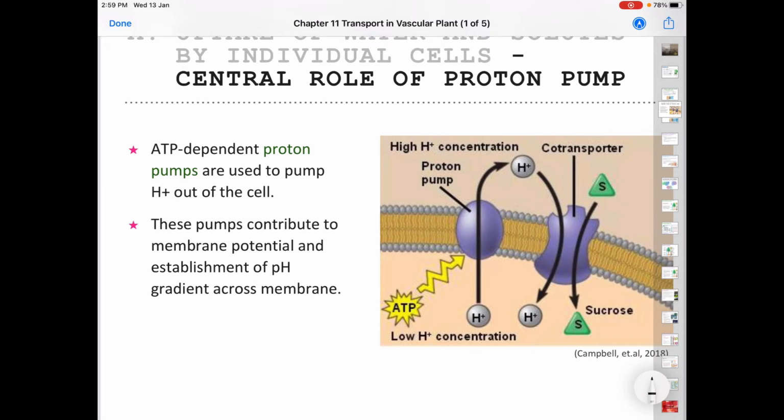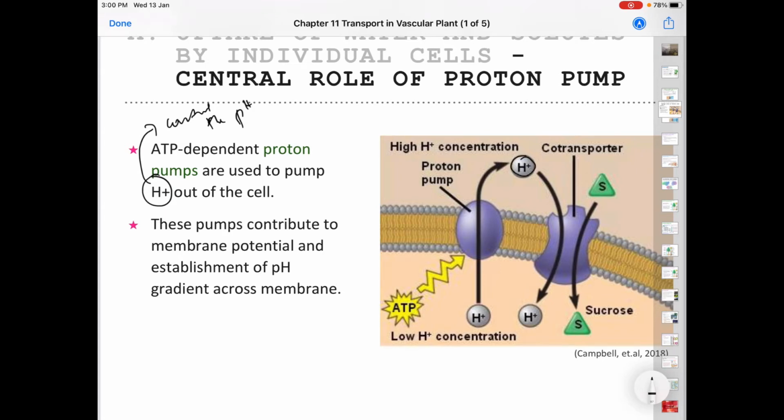So this is about the ATP-dependent proton pumps, normally used to pump H plus out of the cell. So H plus functions to control the pH inside the cell. So this pump contributes to membrane potential and establishment of a pH gradient across the membrane.